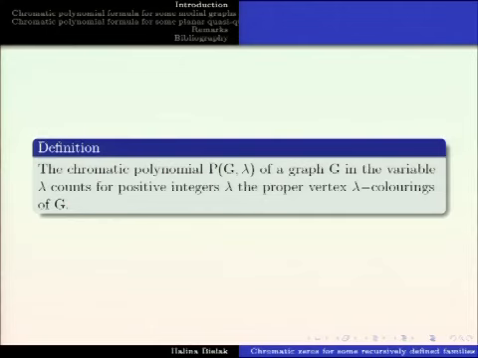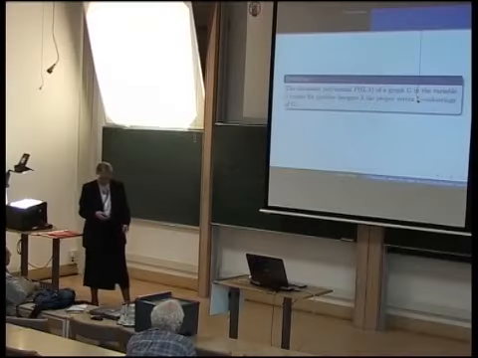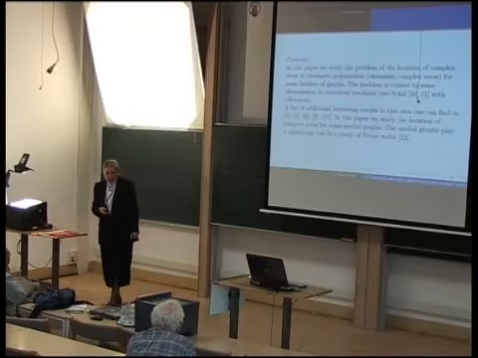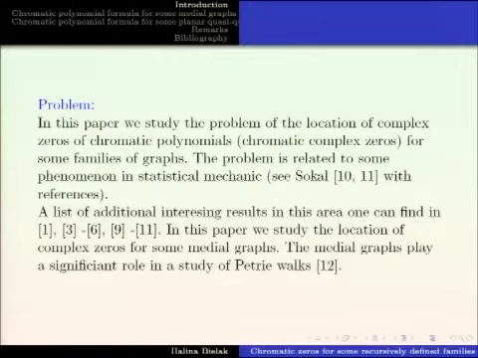The chromatic polynomial is denoted here by P of G and lambda. G is a graph, and lambda is a variable. If lambda is a positive integer, then we count in this way the number of proper vertex colorings of the graph G using lambda colors. I would like to tell something about the location of zeros of chromatic polynomials.